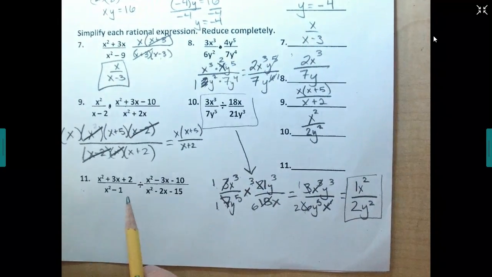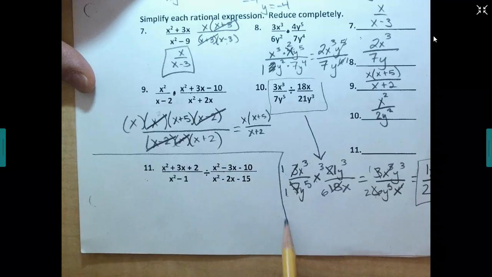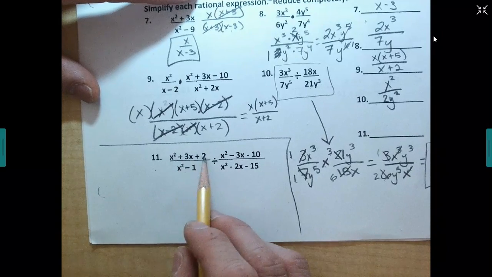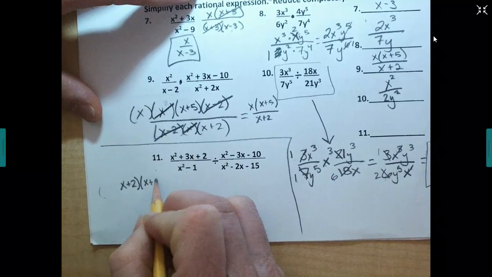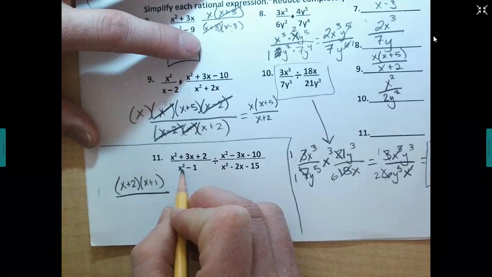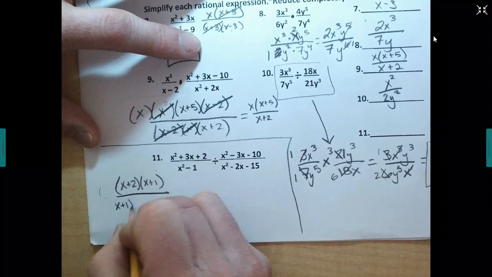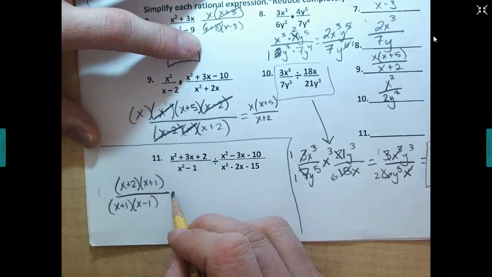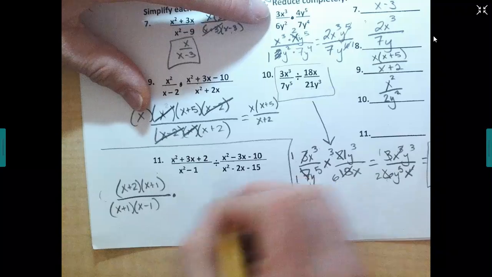Okay. Then number 11. Let's see if we can fit it over here. So I'm going to factor this, and that's going to be x plus 2, x plus 1. Over x squared, so that's a perfect square minus a perfect square, so it's x plus 1, x minus 1. And then we're going to multiply because this divides, so we multiply by the reciprocal. So let's flip this over. Actually, I want to factor it over here, and then it'll be easier to flip over.